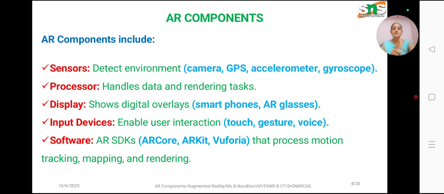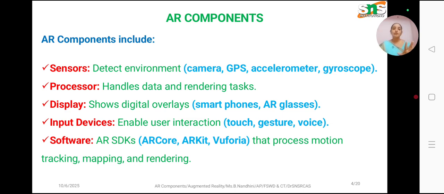There are sensors, processor, display, input devices, and software. The sensor is used to detect the environment, with the help of camera, GPS, accelerometer, and gyroscope. The processor handles the data and renders different types of tasks. The display shows the digital overlays with the help of smartphones and AR glasses. And the input devices enable user interactions: touch, gesture, and voice. So we can interact with AR with the help of these input devices.